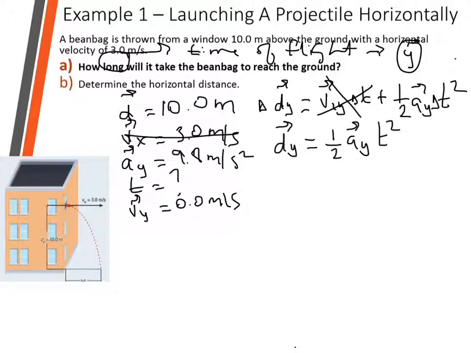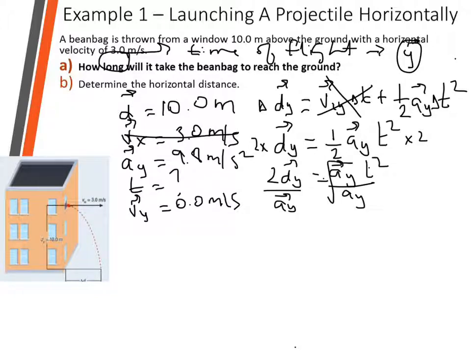I've just dropped the deltas here just to make it a little bit easier. So I'm going to multiply both sides by 2. Then I'm going to divide both sides by a and take the square root. So if rearranging equations is still difficult for you, I should be seeing you for some extra help, or you can go back and review some of the other videos.